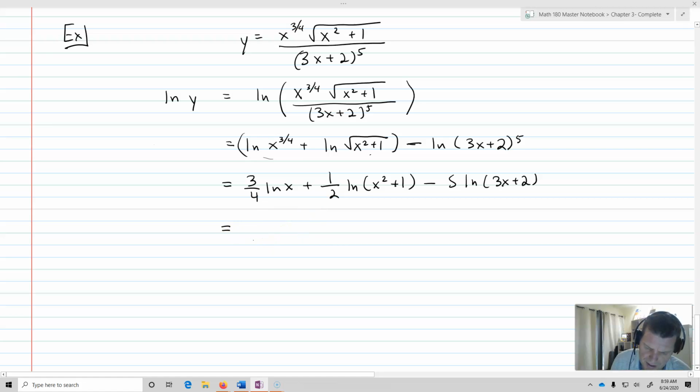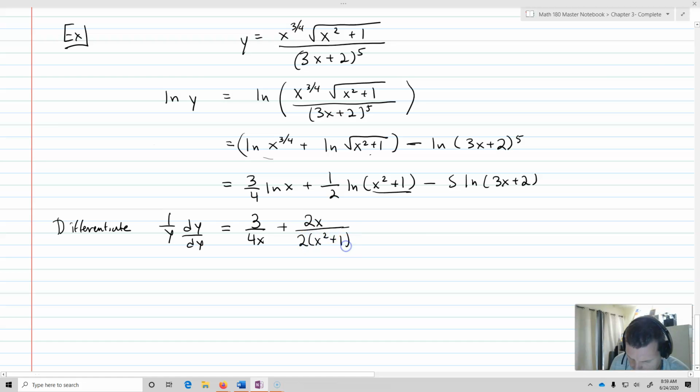So now we're going to take the derivative of both sides. So now we'll differentiate. All right, so we get 1 over y dy dx equals, and this will be 3 over 4x, right, because the derivative of natural log of x is just 1 over x, plus the derivative of the inside, so this is going to be 2x divided by 2 times x squared plus 1, minus 5 times 3, right, because the derivative of 3x plus 2 is just 3, divided by 3x plus 2.